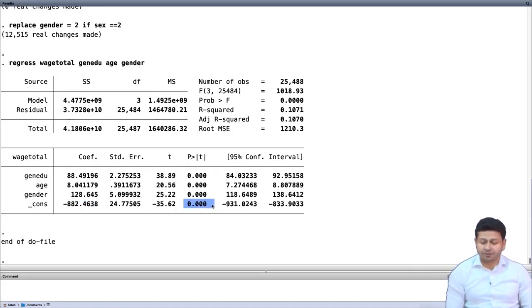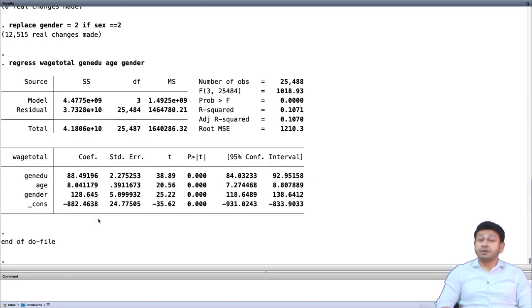So what does that mean? It essentially means that if everything is equal to 0, all the explanatory variables are equal to 0, a person's income is going to be minus 882.4 rupees. Now, how is that possible?